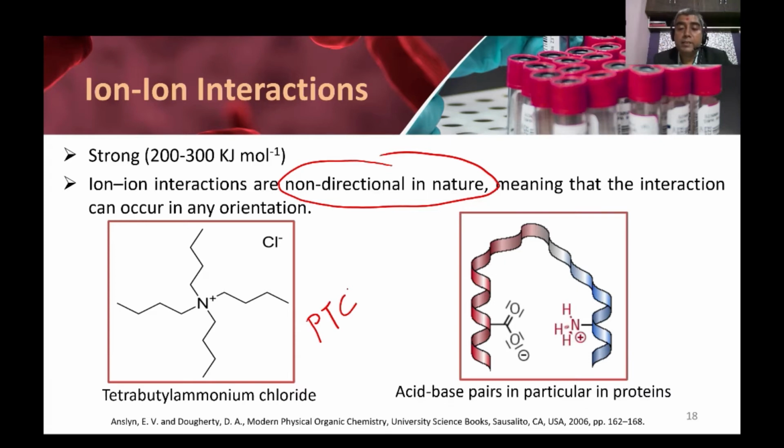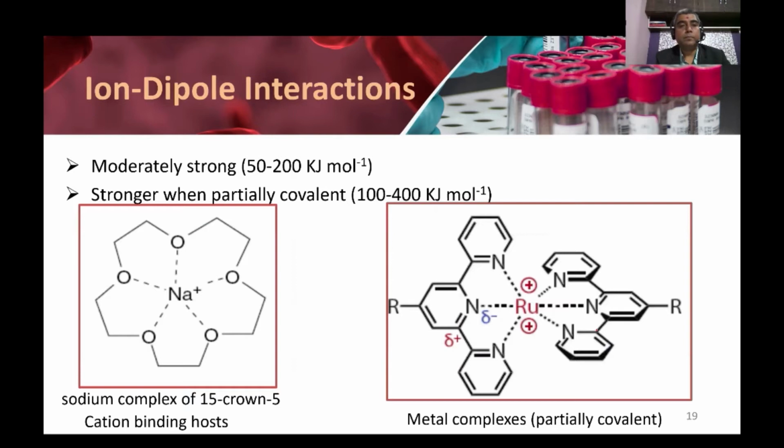And the right hand side is an acid-base pair, in particular in protein. So this is oxygen, this is hydrogen, negative charge, positive charge. So they interact with each other, ion-ion interaction. The next in the list is ion-dipole interaction.